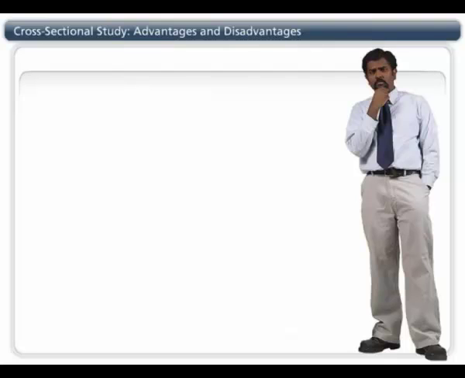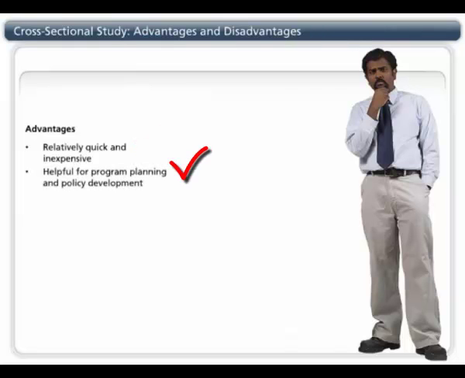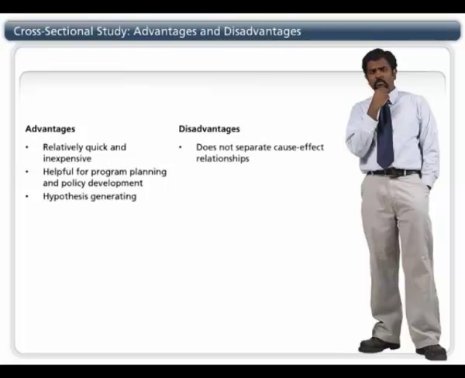A cross-sectional study design is useful since it is relatively quick and inexpensive. For this reason, they are particularly helpful for program planning, policy development, and hypothesis-generating activities. However, with only a one-time assessment, you can't truly determine a cause-effect relationship. The temporal relationship between exposure and outcome is not established when they are measured at the same time. The cross-sectional design can only determine an association and therefore cannot predict risk of future events.